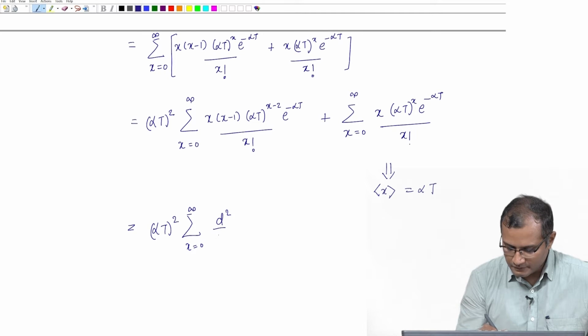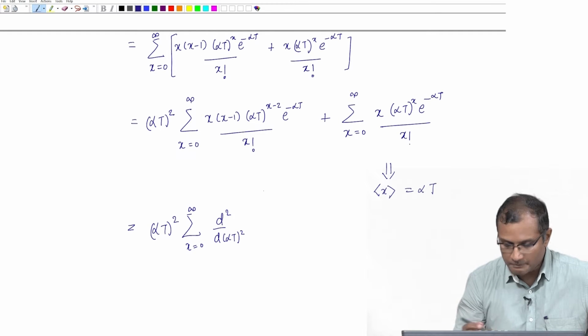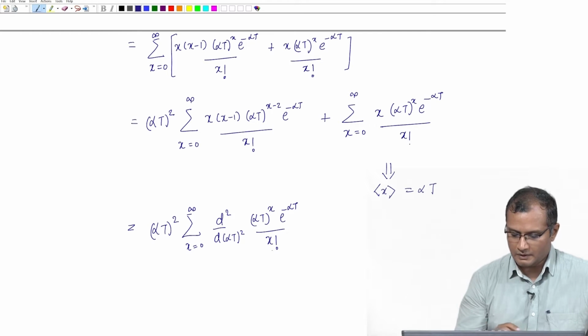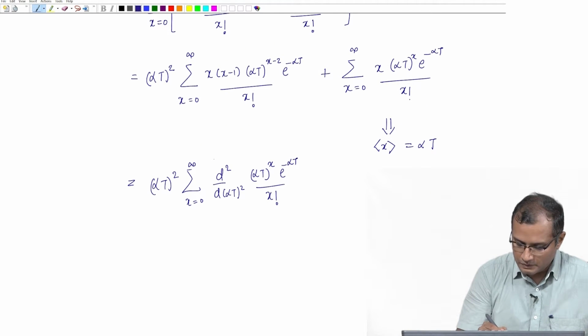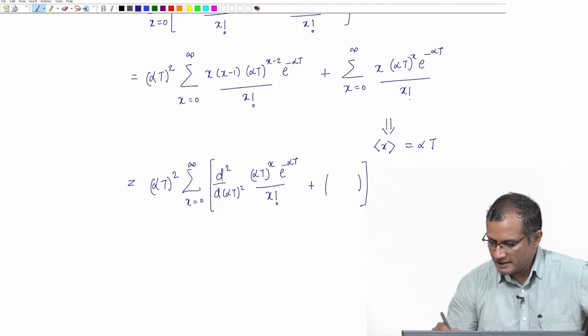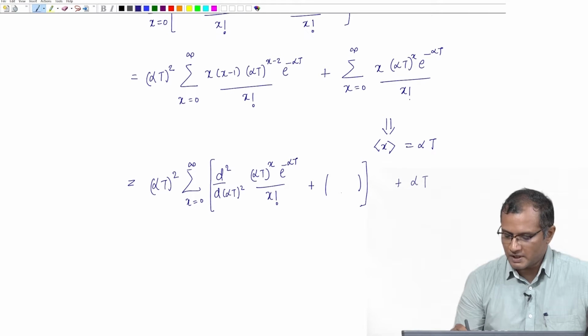second derivative with respect to alpha t of our PDF, which is okay. I have to add a few things here, and finally, basically I have to add an alpha t, which is from the second term. Okay. So, you can compute what needs to be added here.